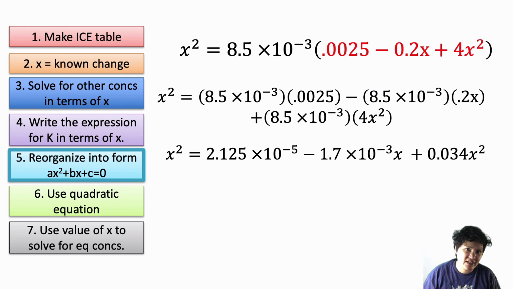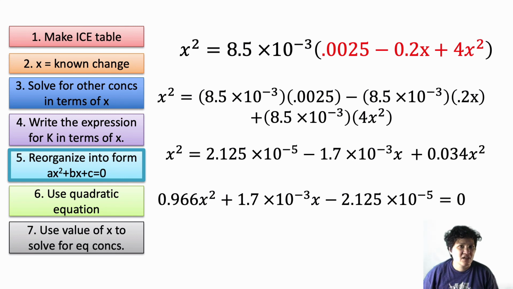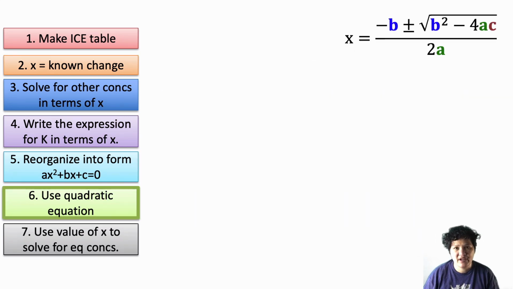So now we're going to again consolidate all of this on one side of the equation. We subtract 0.034x squared from both sides, add 1.7 times 10 to the minus 3 x to both sides, and then subtract 2.125 times 10 to the minus fifth from both sides, and this is what we get. So here's our expression in the form ax squared plus bx plus c equals 0, and we now have it in the form where we can use the quadratic equation to solve for x.